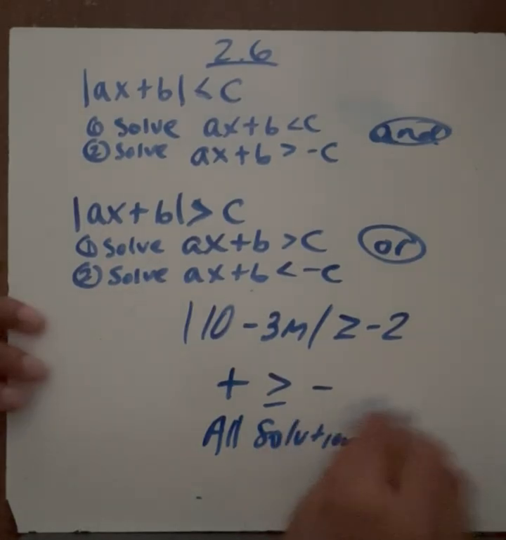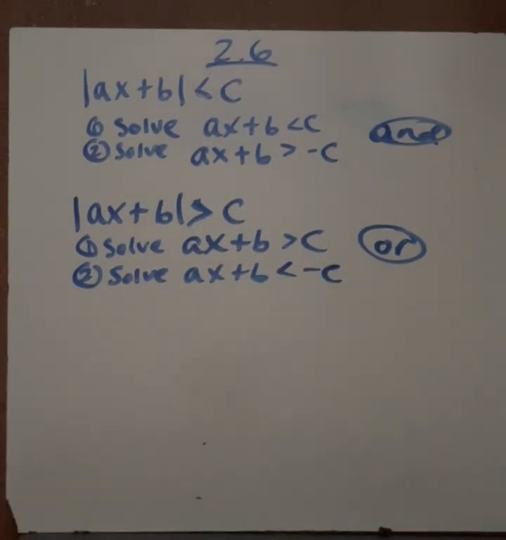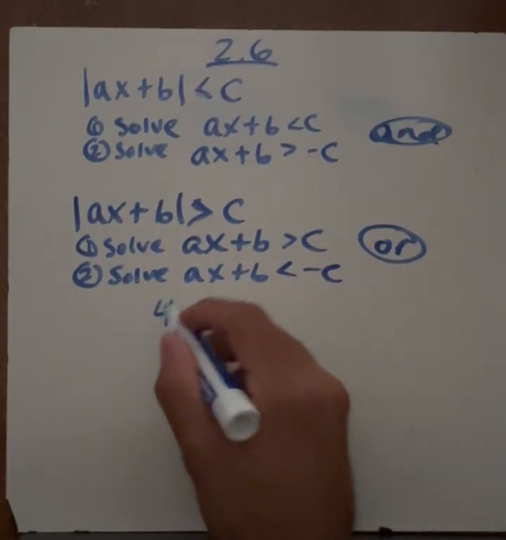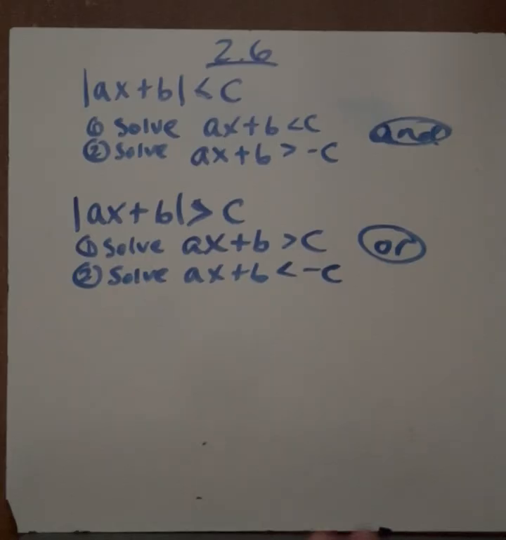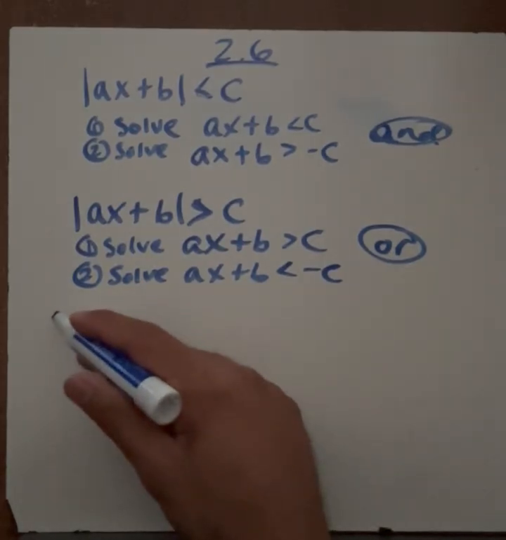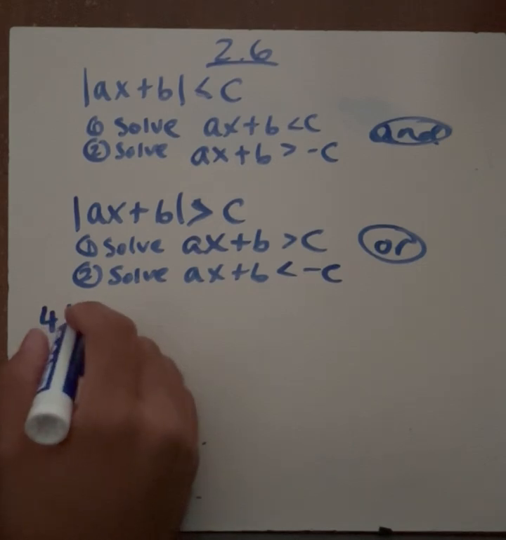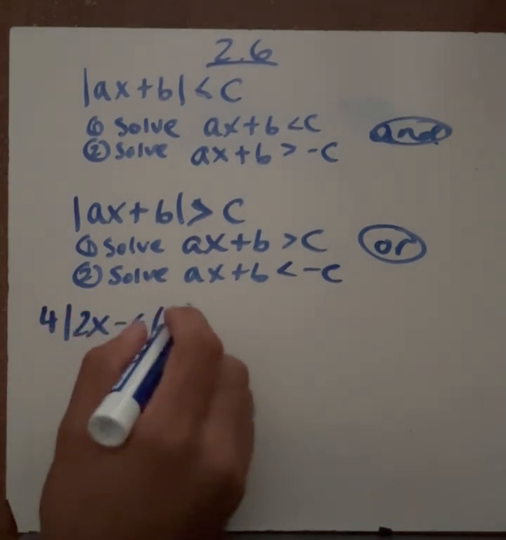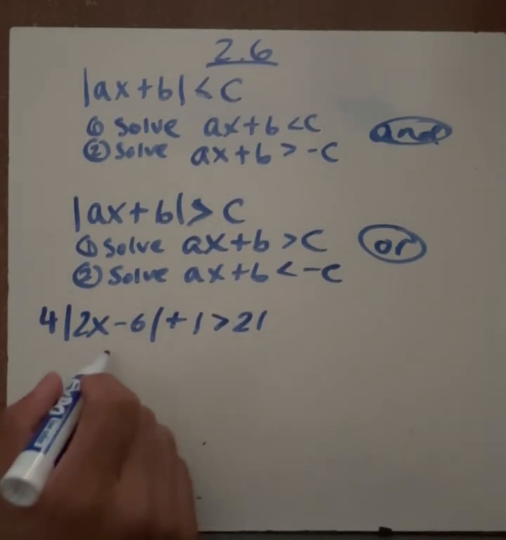Okay, let's take a look at the last question. Let's say that we had something a little bit longer, like 4 times the absolute value of 2x minus 6, plus 1 is greater than 21. I'm going to write it to the left a little bit so I have all the space to deal with. There's quite a few things happening here.